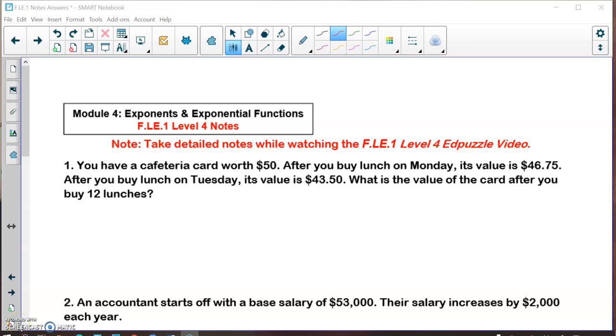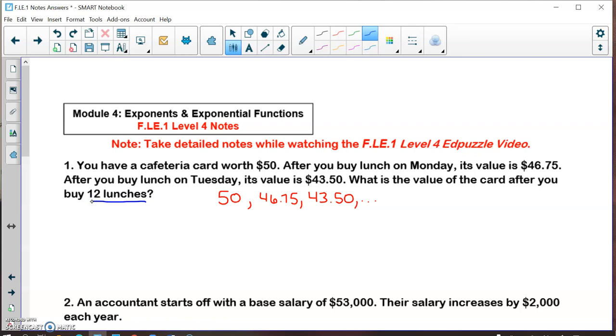Okay, so now we're going to be using those same exact problems, but we're going to be answering some questions or finding some terms within the sequence. So, you have a cafeteria card that's worth $50. After you buy lunch on Monday, the card value goes down to this. After you buy lunch on Tuesday, the card value goes down to this. And that sequence continues. We want the value of the card after you buy 12 lunches.